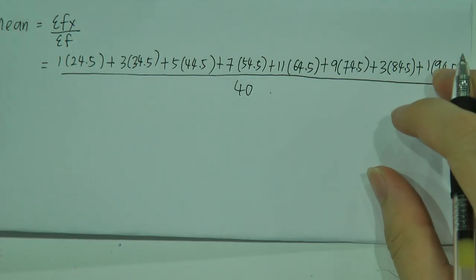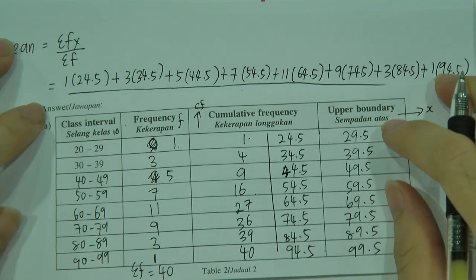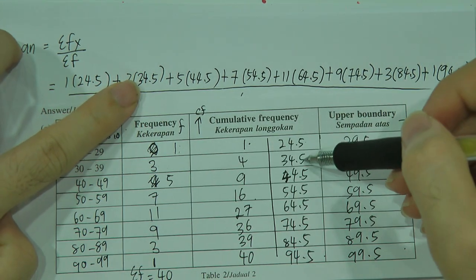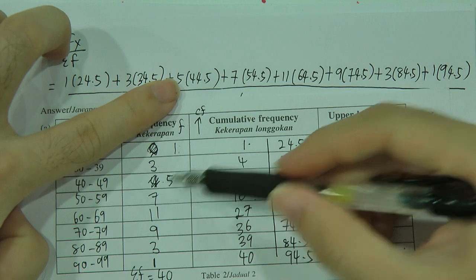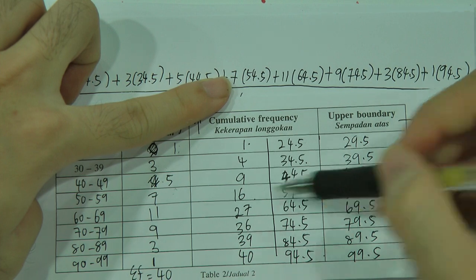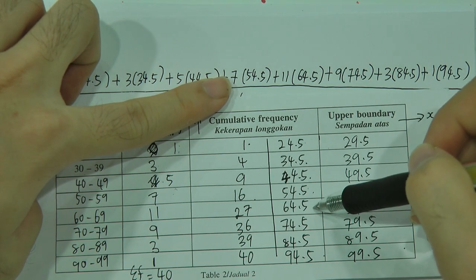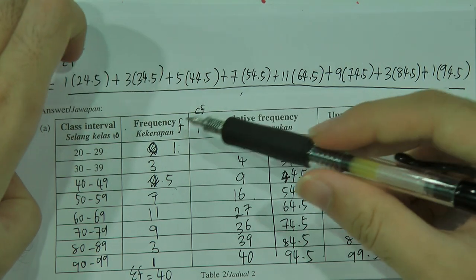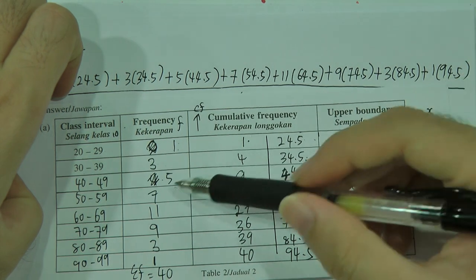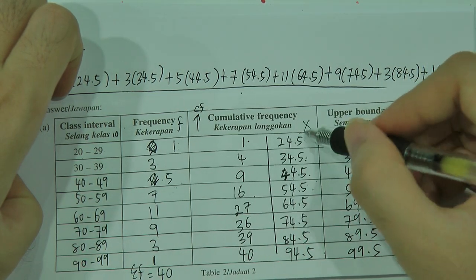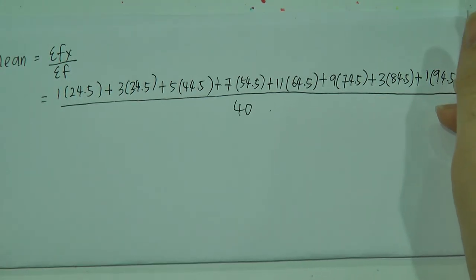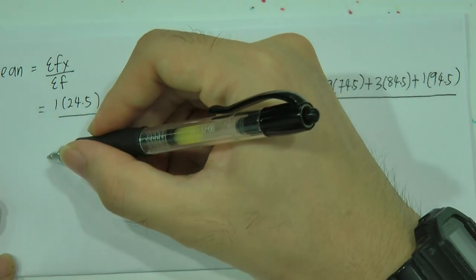Alright, so you can double check from this one I just roughly showed you. First is 1 multiplied by 24.5, and then 3 multiplied by 34.5, and then 5 multiplied by 44.5, and then 7 multiplied by 54.5, and then 11 multiplied by 64.5, until you finish multiplying. Just this one multiplied by this one, plus this one multiplied by this one, and so on. Because this is x, this is f. Fx means f multiplied by x. It's very easy.